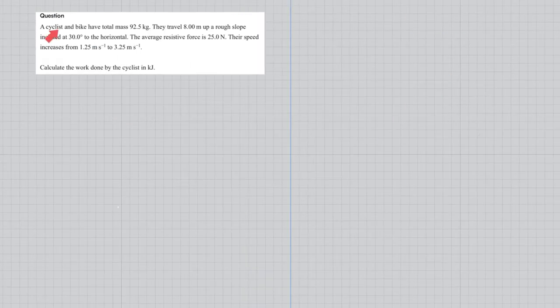This question says, a cyclist and bike have a total mass of 92.5 kilograms. They travel 8 meters up a rough slope inclined at 30 degrees to the horizontal. The average resistive force is 25 newtons. Their speed increases from 1.25 to 3.25. Calculate the work done by the cyclist in kilojoules.